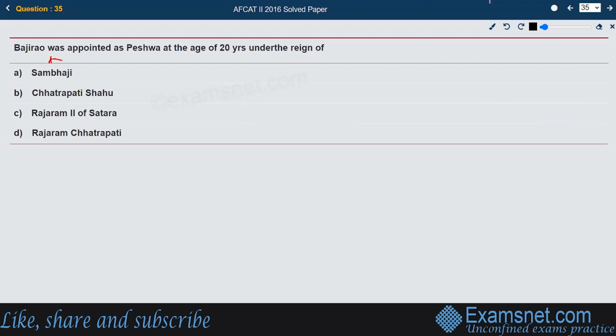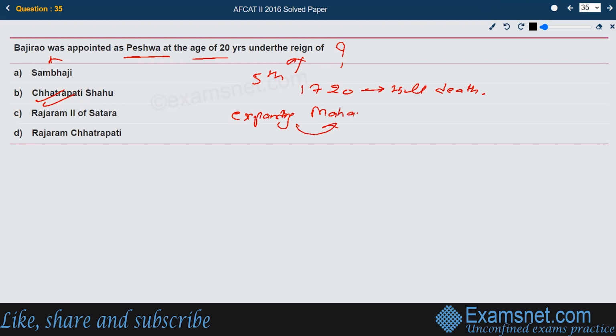Next, Bajirao was appointed as Peshwa at the age of 20 years under the reign of whom? The right answer to this question is Chhatrapati Shahu, option B. He was appointed as the Peshwa at the age of 20 under the regime of Chhatrapati Shahu. Bajirao served as Peshwa to the fifth Maratha Chhatrapati, Shahu, from 1720 until his death. Bajirao is credited with expanding the Maratha Empire. So that is the right answer, Chhatrapati Shahu.